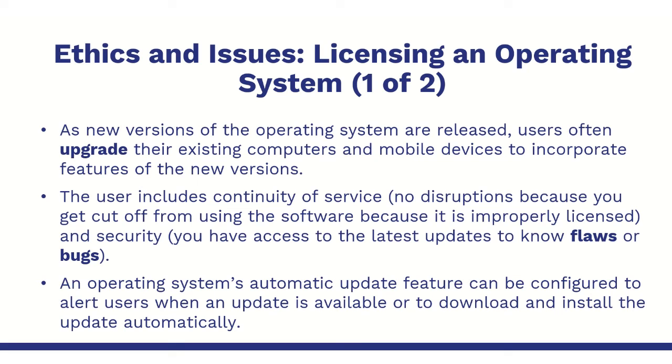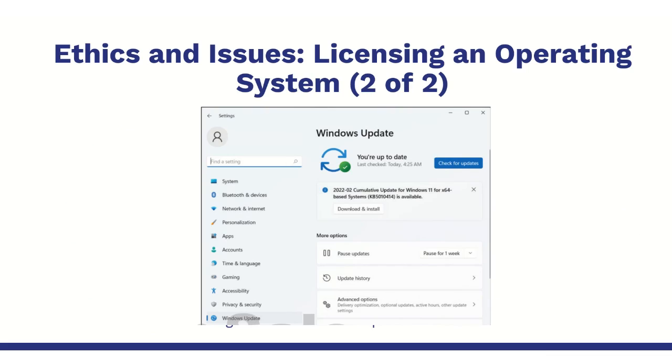The user benefits include continuity of service, no disruptions because you get cut off from using the software because it is improperly licensed, and security. An operating system's automatic update feature can be configured to alert users when an update is available or to download and install the update automatically.